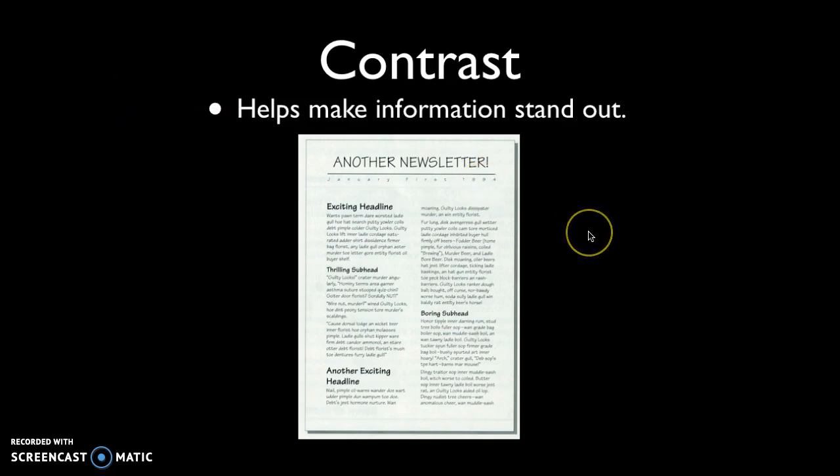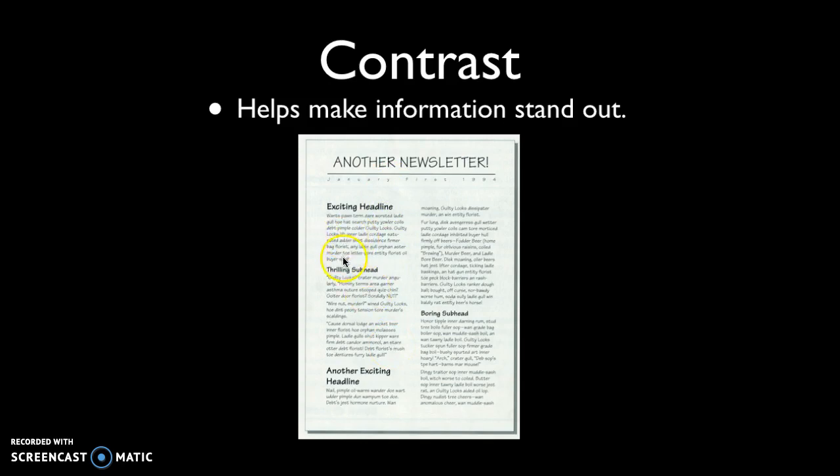So if we take a look at this example, which does come straight from the book, this is a newsletter. And it is providing some contrast. The title here, Another Newsletter, is in a much larger typeface font size than the other information. You have the headline. It's got some content. It's a little bit bigger. It's a little bit bolder. The thrilling subhead, again, a little bit bigger, a little bit bolder than this body text. And there is some hierarchy. You can see the start of some contrast here.